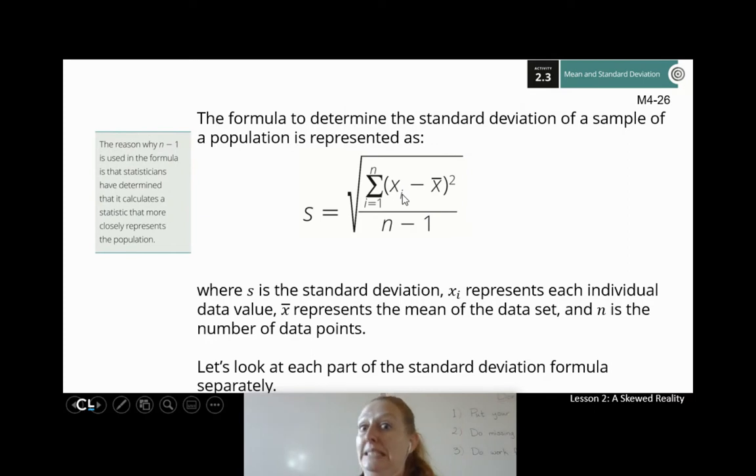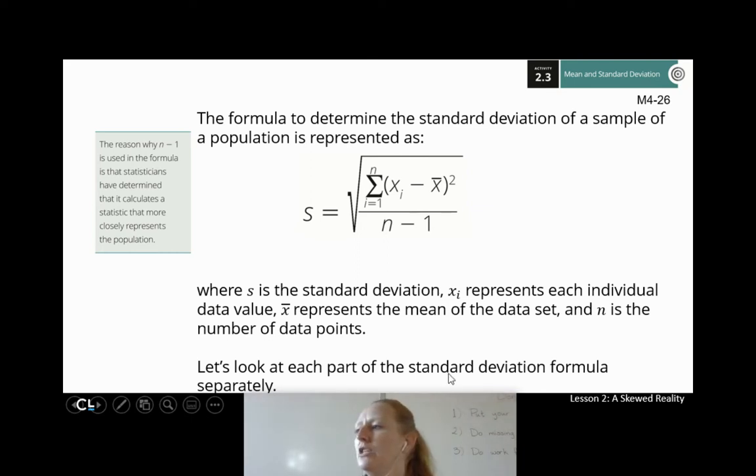That's the formula. The formula to determine the standard deviation of a sample of a population is represented as this. Oh. Yeah, it looks scary. It looks freaky. It's not. It's several steps, but it's actually not hard. So S is the standard deviation. X sub i represents each individual data value. We already know that x bar is the mean of the data set, and n is the number of items that we're looking at, right? The number of data points.